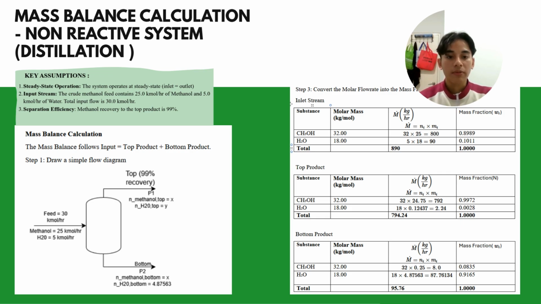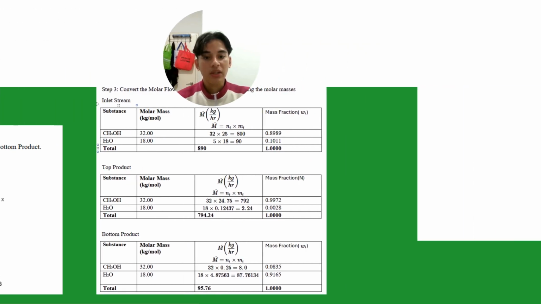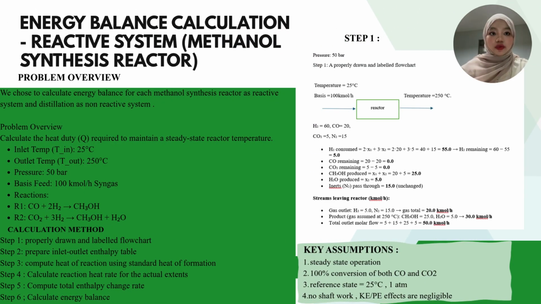The final balance confirms the energy input is equal to the energy output. The energy balance for a reactive system, which is the methanol synthesis reactor, consists of 6 steps of calculation method. The first is to properly draw and label the flowchart, the second step is to prepare the inlet-outlet enthalpy table, and the third step is to compute the heat of reaction using standard heat of formation.